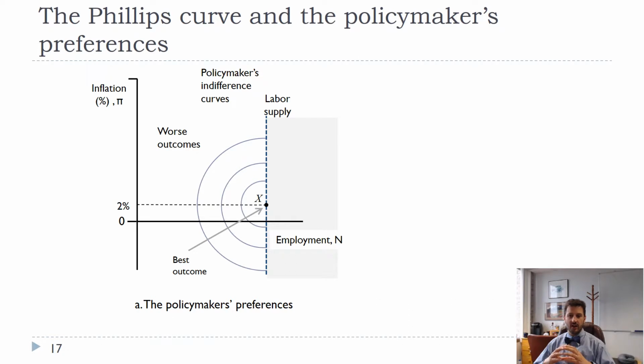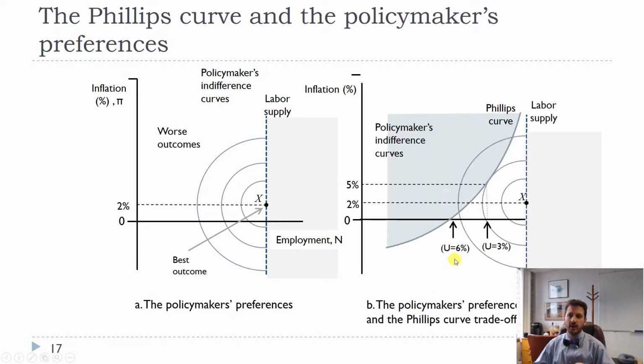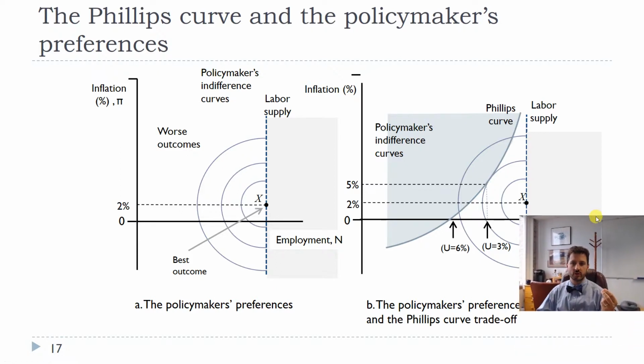So if central banks have this sort of bullseye type indifference curves, then the question is, well, can they achieve them? And what we see is that maybe what they can do is choose some point along the Phillips curve that gives them some trade-off between the unemployment rate and inflation. So, for instance, this point here where the policymakers' indifference curves are just tangent to the Phillips curve is where the unemployment rate is equal to 3% and inflation is equal to 5%.